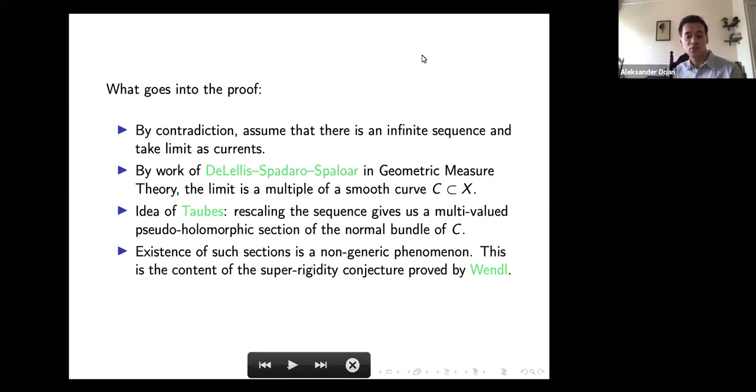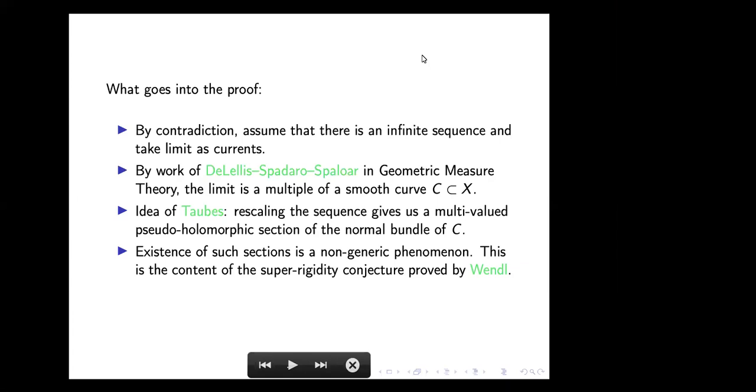But actually, it's very hard to show that for a generic J, all J-holomorphic curves have no multi-valued normal sections. But this is the so-called super-rigidity conjecture, which was recently proved by Chris Wendl. So once you combine all of this, you see that by contradiction, you couldn't have an infinite sequence of curves, because then you would get one of these multi-valued sections which are not generic.